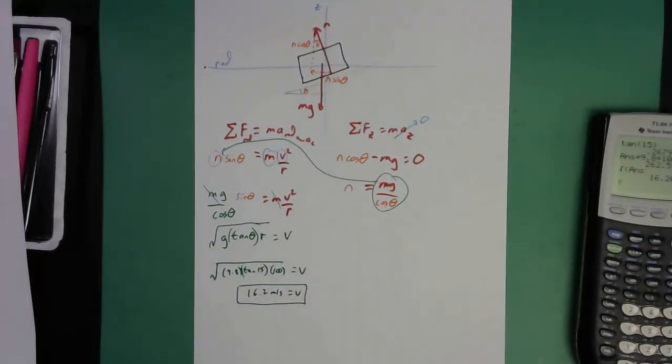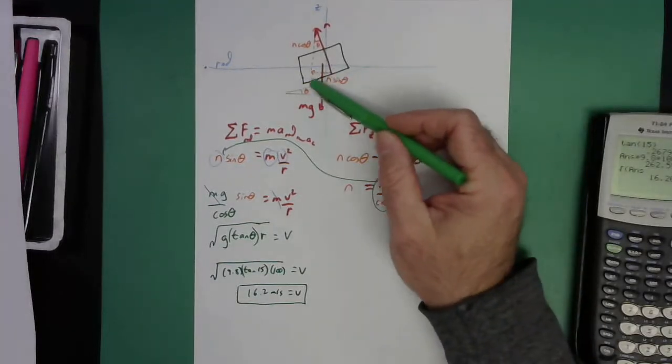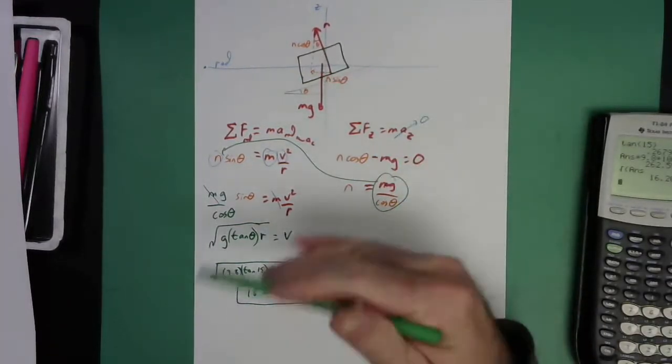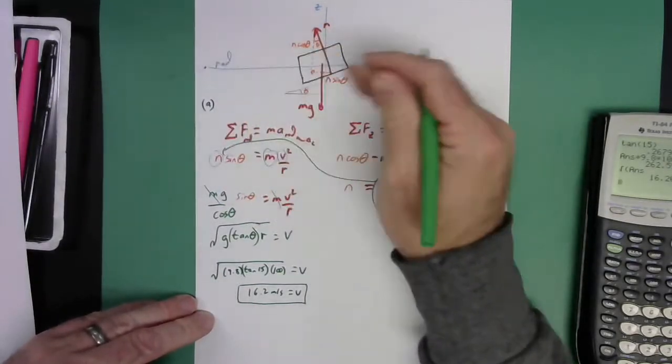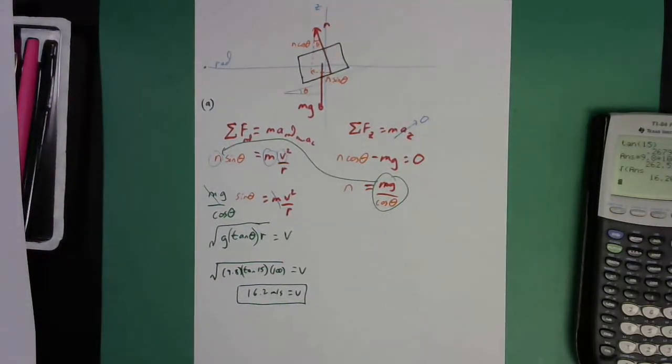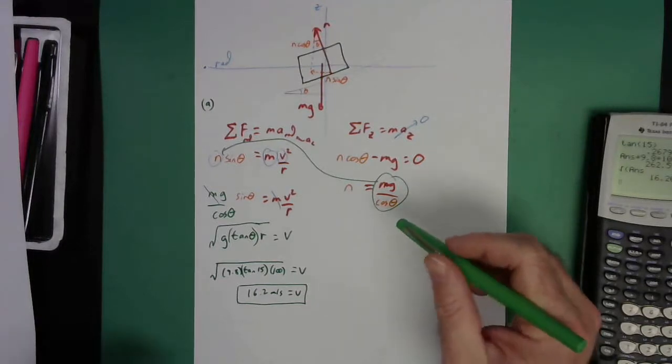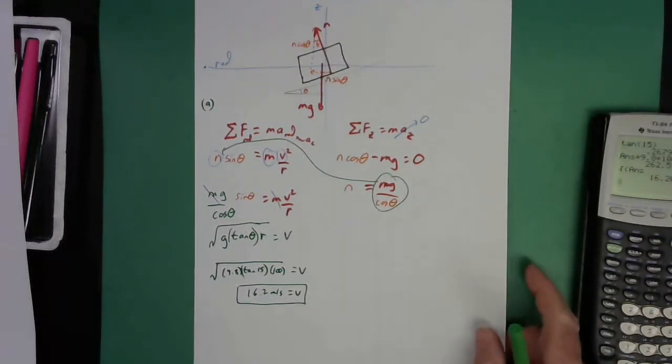That's the speed for which you don't need any friction to make the turn. This little component of the normal force is exactly what you need to turn. Okay, so that is part A. You say, gosh, that was a lot of work to go through for the first part of that problem. I hope the rest isn't so bad. Let's move on. Here we go.